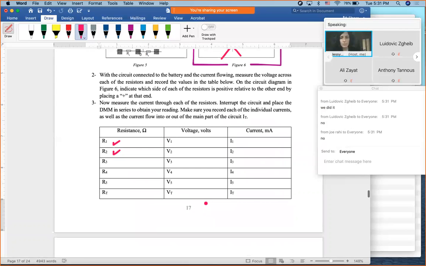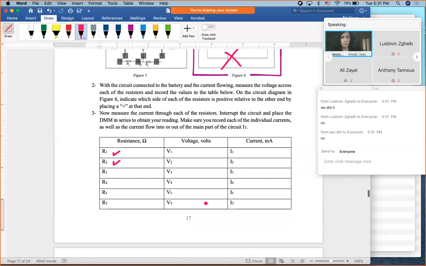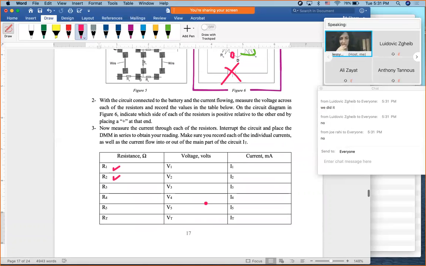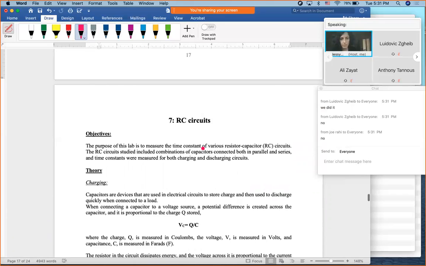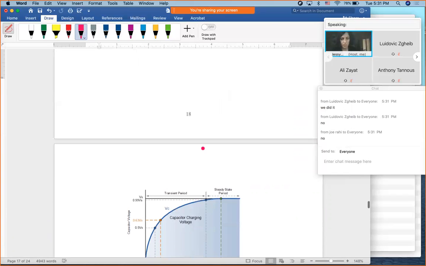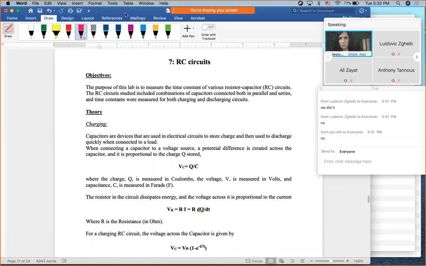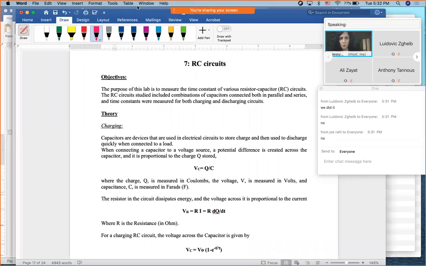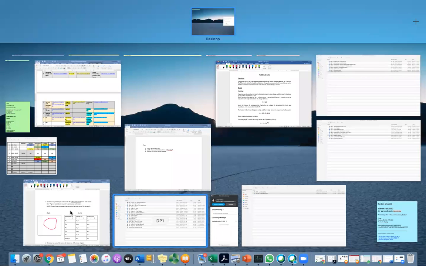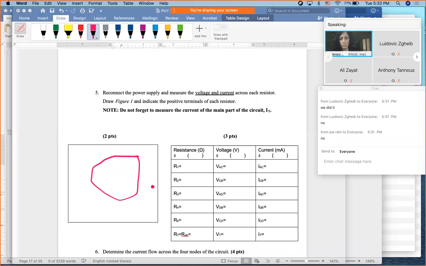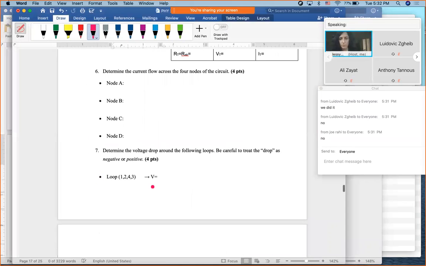Where is it? That's it? Where's the lab report? They don't ask you to do anything. Make sure you record the current as well. Okay, there's a missing section. Is that the lab manual? Okay, back to the reports. So nothing is missing. It's here. I just panicked for a moment.